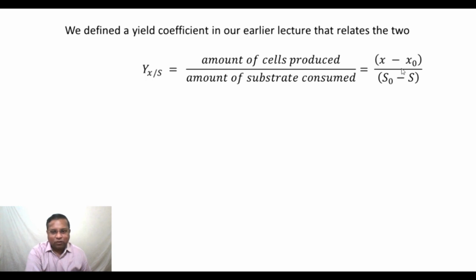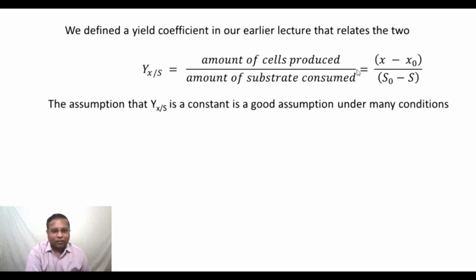Concentration is amount per unit volume, amount per unit volume. Since we are dividing one by the other and the volume happens to be the same, you can cancel out the volumes. So the amount of cells produced by the amount of substrate consumed can be replaced on both the numerator and the denominator by the concentrations, and we would have the same yield coefficient. Okay, that's what we have done here. And the assumption that Y x/s is a constant is a good assumption under many different conditions.